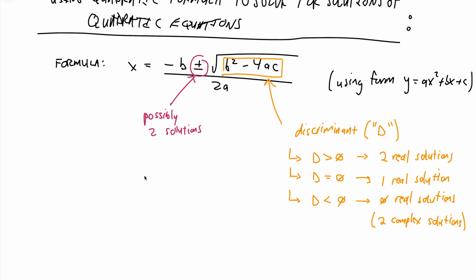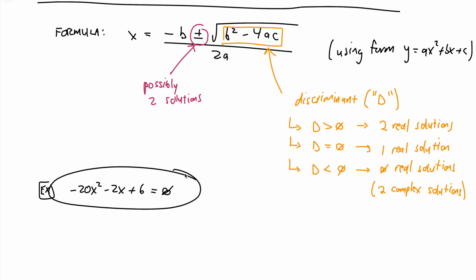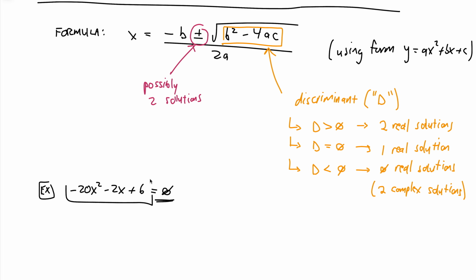Okay, so let's try an example, and I'll see if I can leave our formula in as long as I can. Let's say I'm given negative 20x squared minus 2x plus 6 equals 0. The fact that this is equal to 0 means I'm going to solve it just like I normally would. I'm trying to find the y value being equal to 0.